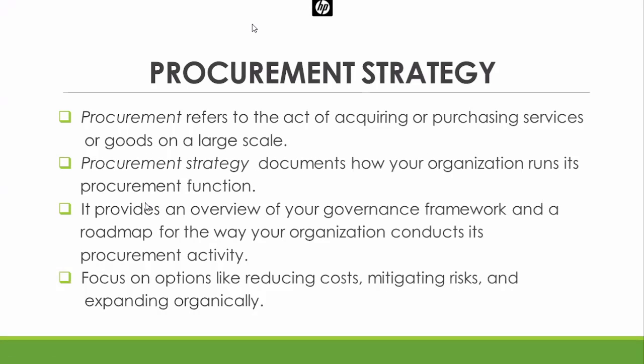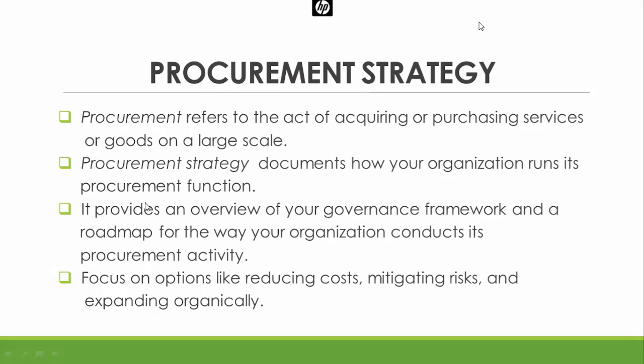Okay. So these are procurement strategy. So these are some of the basic terms actually related to this particular topic. So the procurement, we all know that. So pag procurement, ano yung, is the act of acquiring or purchasing services or goods on a large scale. No? And then the other terminology is procurement strategy. It's how your organization runs its procurement function. So how do they operate? So what are the specific activities being undertaken for this particular function?